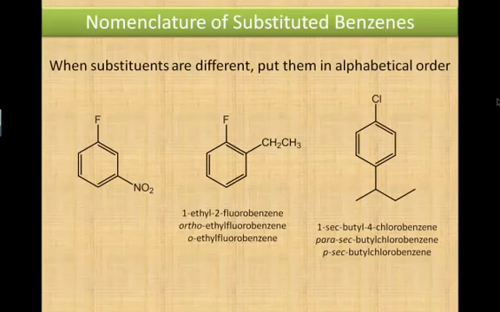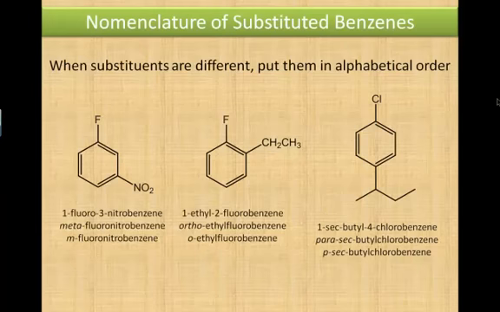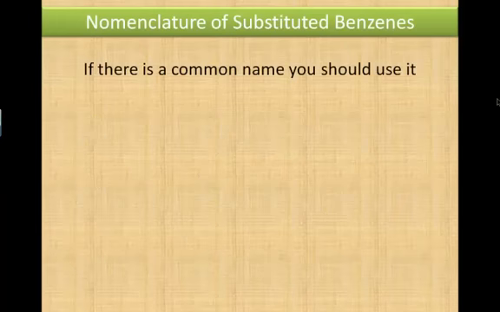Here I have a fluoro and a nitro. Fluorine is going to be first. So this is 1-fluoro-3-nitrobenzene. Or I could call this meta-fluoro-nitrobenzene. Whenever there is a common name that I've asked you to learn, you should use that common name.